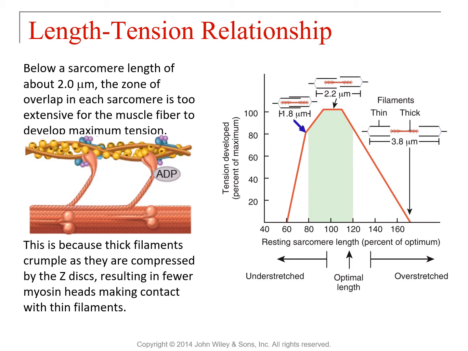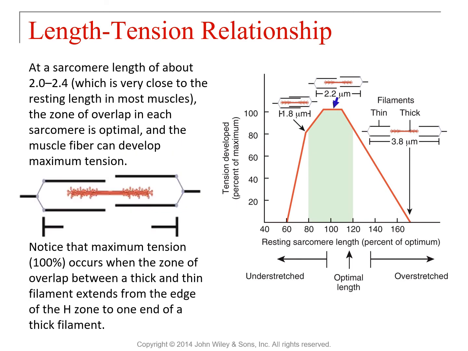Okay, so let's move to the right and let's make our sarcomere length a little bit longer. So now we're going to actually lengthen our sarcomere out a little bit. So at a sarcomere length of about 2.0 to 2.4, this is actually close to the resting length in most muscles. At this point you have some overlap, but not as extensive an overlap as you saw in the previous slide.